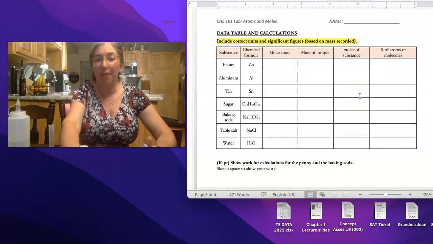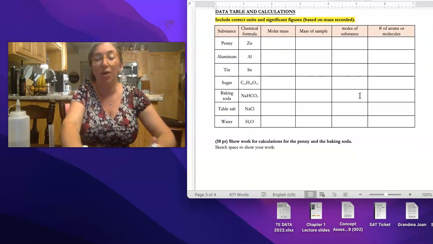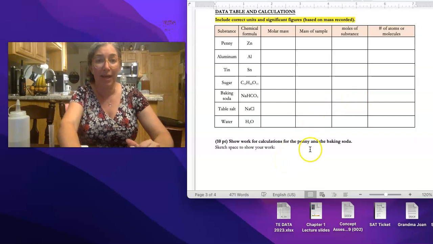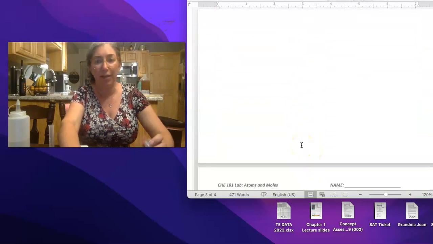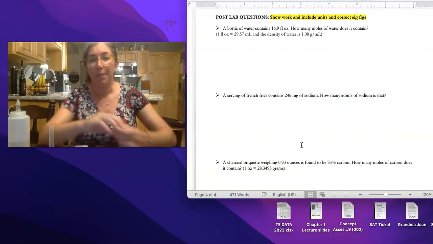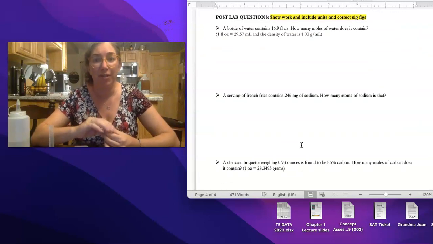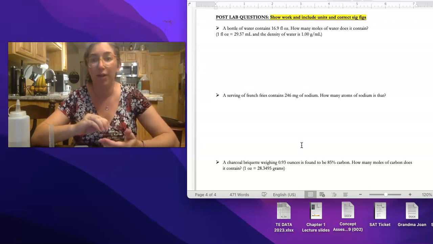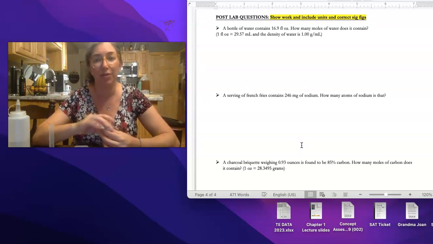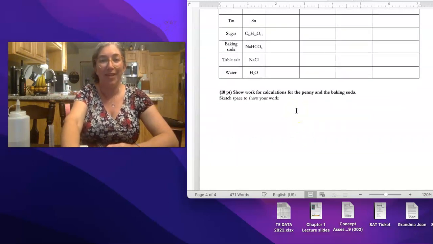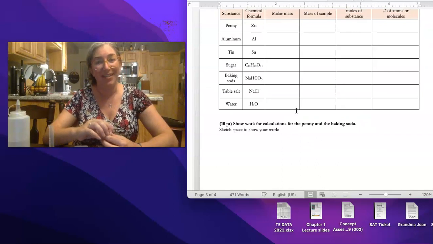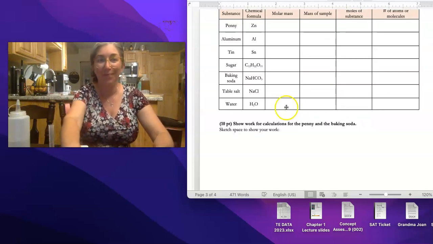Now, it's going to be a lot of repetitive math, so you don't need to show all of your work, but I do ask you to show your calculations for the penny and for the baking soda, so I can check your work and your process. There's also some post-lab questions here for you to answer, some slightly more creative or challenging application questions that ask you to apply these math skills that you just exercised in this lab.